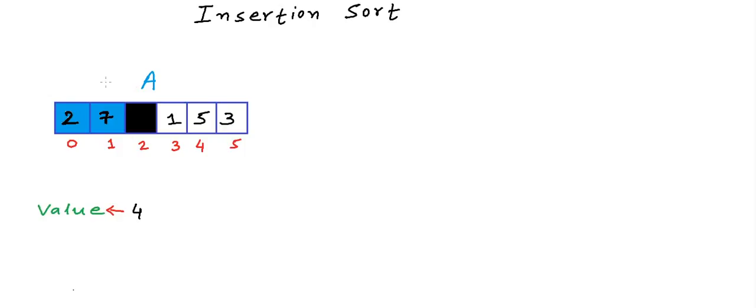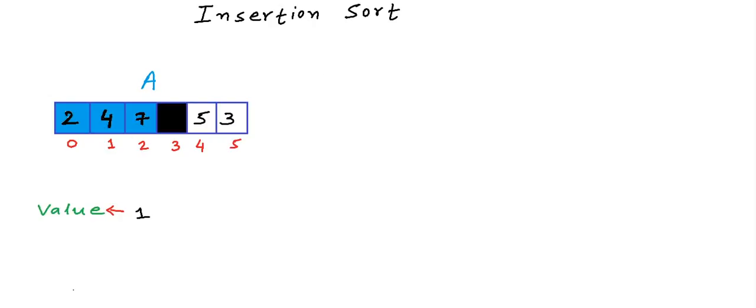We will start at position 1 and see if the number is greater than 4. 7 is greater than 4, so 7 will be shifted to index 2 and the hole will now move to index 1. Now we will look at 2. 2 is not greater than 4, so no more shifting is needed. We will simply put 4 at index 1 and now we are sorted till index 2.